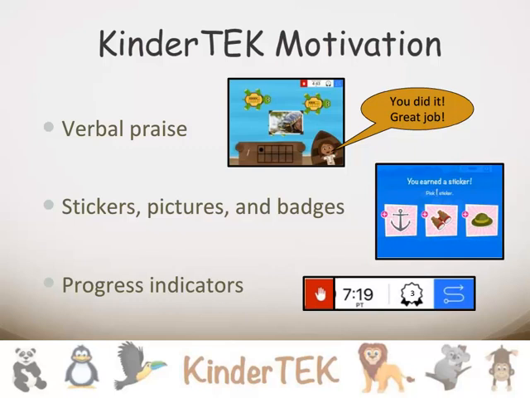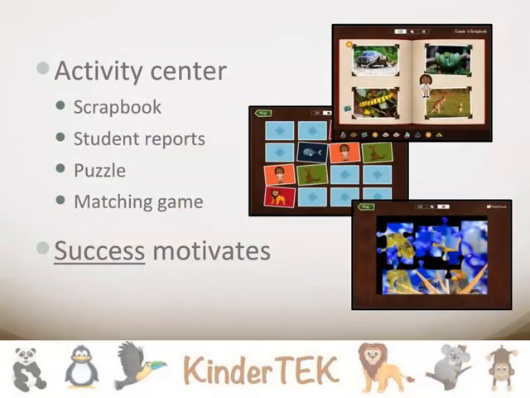Progress indicators include a countdown timer, icons showing the number of stickers earned, a progress path, and a scrapbook page showing activities they've unlocked. Many of these motivational features can be adjusted and customized by the teacher to address individual students' needs. At the end of each KinderTEK session, students spend time in the Activity Center and can choose various reward options, including spending time in their scrapbook, completing a puzzle, or playing a matching game.